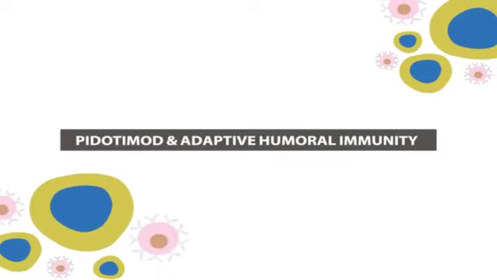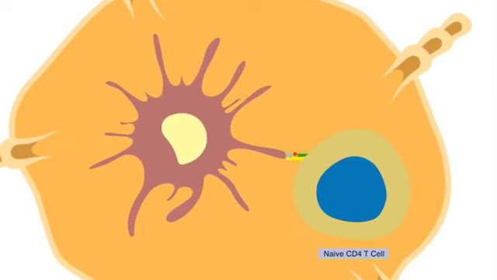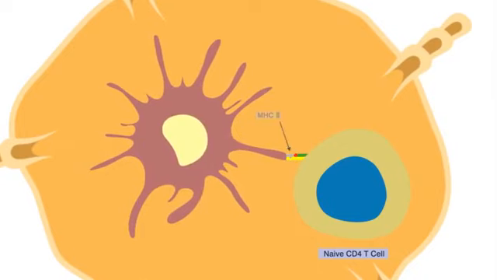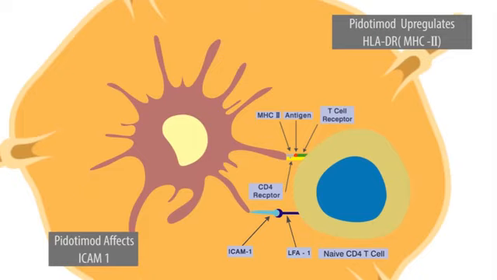Let's see how pidotimod stimulates our adaptive humoral immunity. The antigen-presenting cells, or APCs, present the antigen on their surface with the MHC2 receptor to the naive CD4 T cells. The naive CD4 T cells get activated to form CD4 T cells or T helper cells. Pidotimod upregulates expression of HLA-DR. The dendritic cells also have the ICAM1 receptor that binds with the LFA1 receptor, facilitating antigen receptor binding. Pidotimod has important effects on ICAM1.